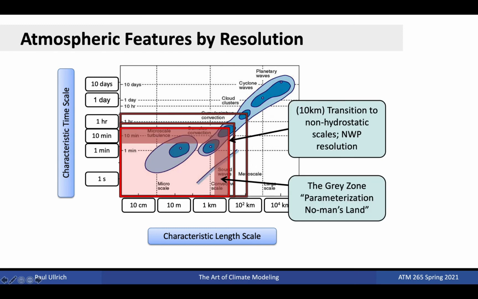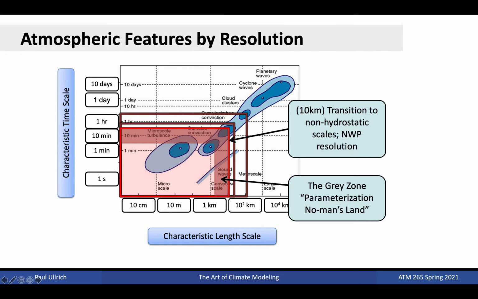However, as model grid spacing is reduced to 10 kilometers and more cumulonimbus convection becomes resolved, we reach scales where the hydrostatic approximation no longer holds and the dynamic core must adopt a fully non-hydrostatic equation set. Notably, 10-kilometer grid spacing is also a typical grid spacing of global numerical weather prediction systems.